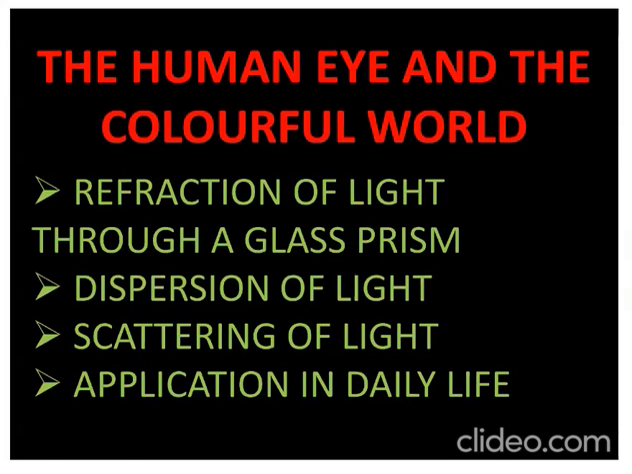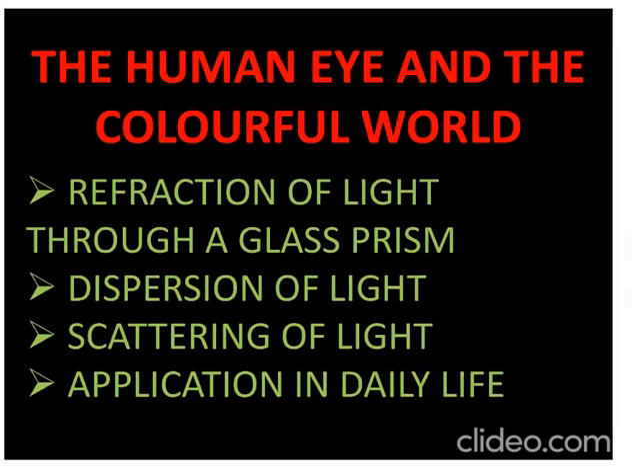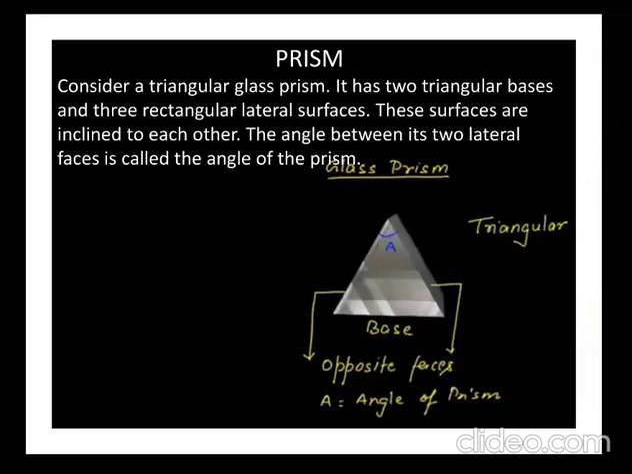In this chapter, we are going to cover the following topics. The first topic is refraction of light through a glass prism. Next, dispersion of light. Third topic is scattering of light. And finally, we will see some applications in daily life. So let's start with refraction of light through a glass prism.